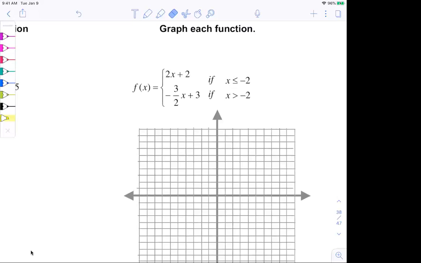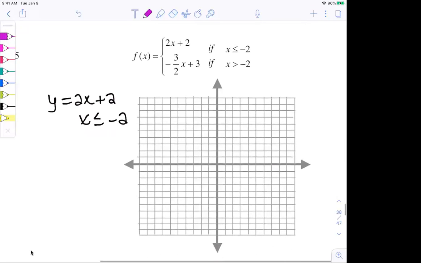So think of the first one as saying y equals 2x plus 2. And then it says x is less than or equal to -2. So see if you can graph that line and pick the correct part of the line that you want to keep in the graph. And make sure when you're graphing that line that you go in both directions. So don't just go up and over. Make sure you go down and backwards as well.